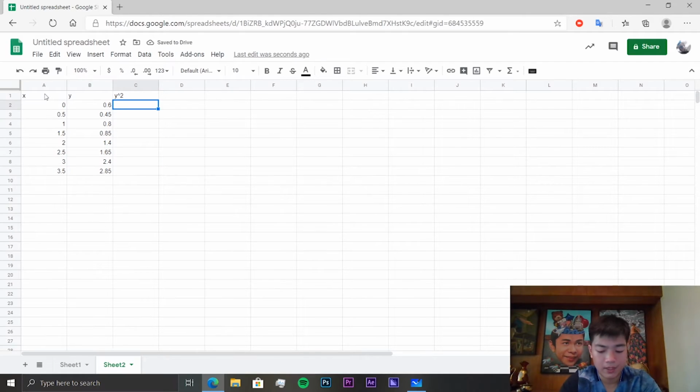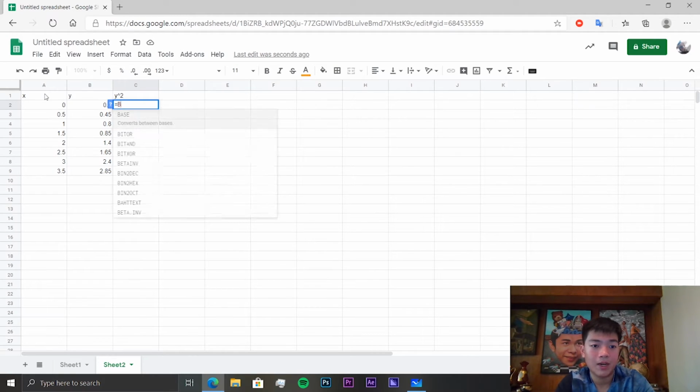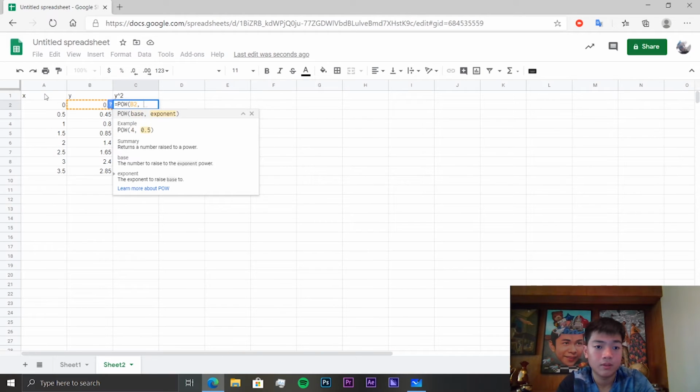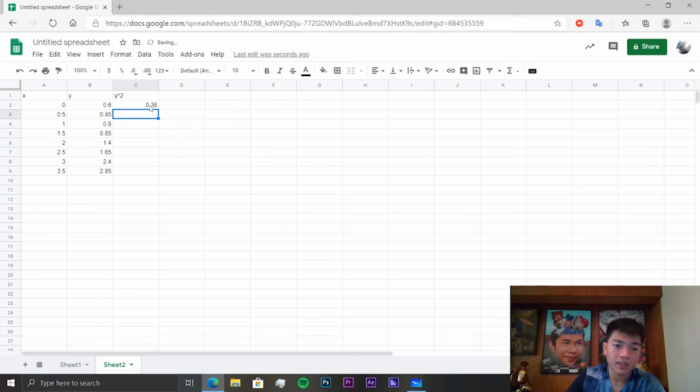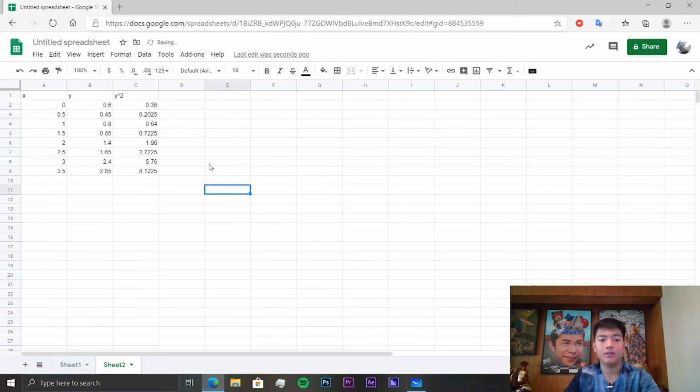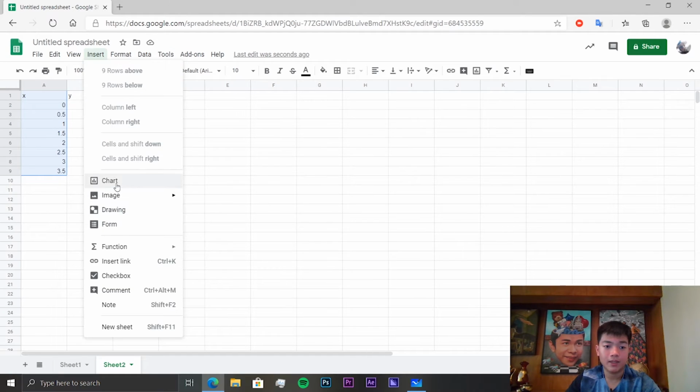So if you are doing this on a calculator, you might need to calculate y squared by hand. In this case, however, I'm just going to simply square y. So we're going to go b2 power 2. And so that's how I'm going to calculate y squared. And we need to draw a scatter diagram for x against y squared. So we will draw that here.